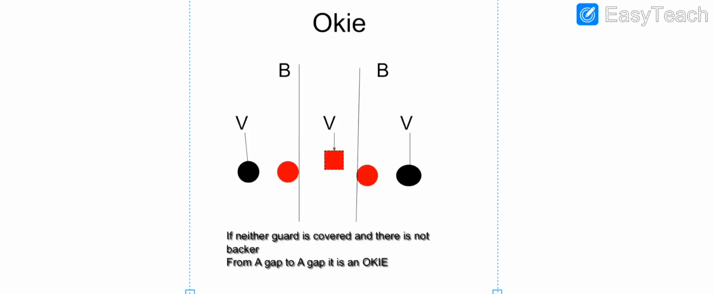So in our system, we called that an Okie. Some people would just call it a nod. When I played for West Virginia, we just called it a nod. When I went into the coaching ranks, for the system I went into, they called it an Okie.